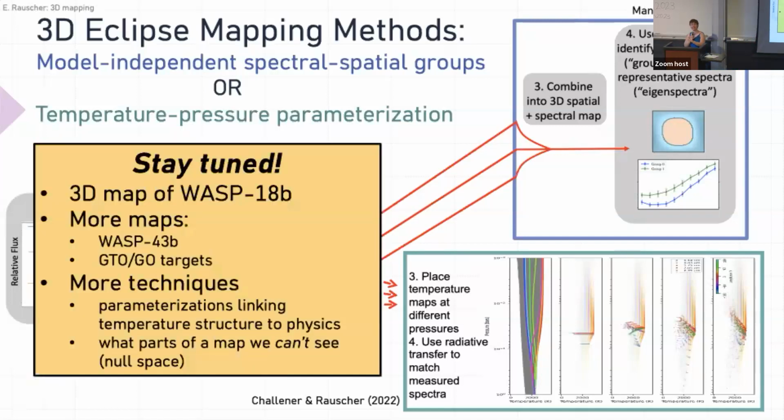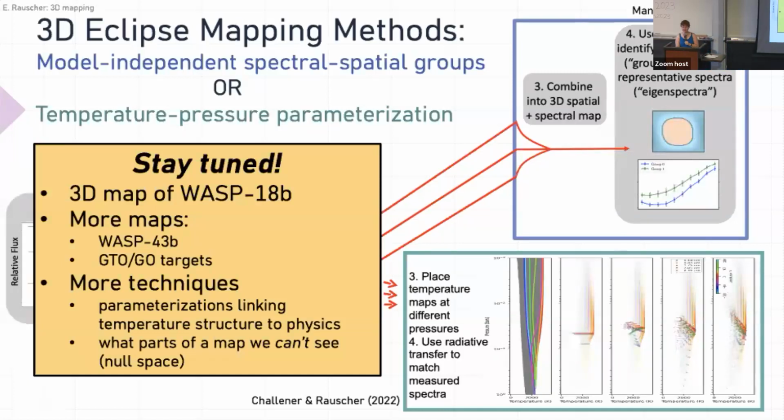So stay tuned. I can't show you any results yet because these talks are being broadcast, but I mean, it's great, but I can't show you the results yet because there's a paper in prep to do this 3D mapping with WASP-18b. And I know there are JWST spectral maps being worked on of other targets as well. So really, we're about to see the results for this. And there's a lot of work being done now that we actually have data finally that are good enough for 3D mapping, to lean into the methods and think a little bit more carefully about how to do this best.